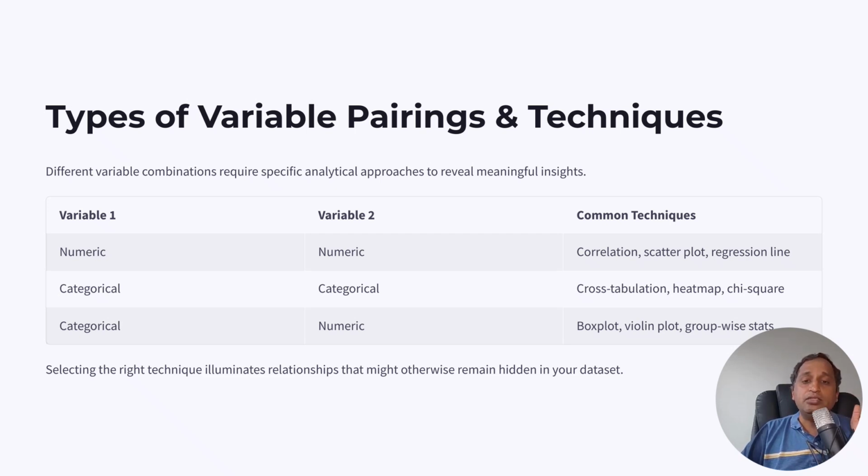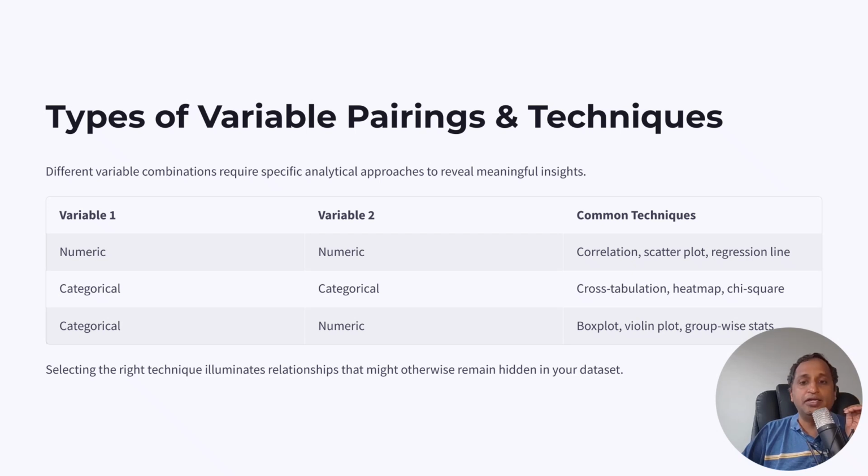Next we have categorical versus categorical. Think of this like comparing groups, like gender versus loan approval or industry versus bankruptcy. The tools we use for categorical versus categorical comparison are cross tabulation, or we can use something like the chi-square test to check the statistical association, and heat maps to visually reveal the relationship between this data.